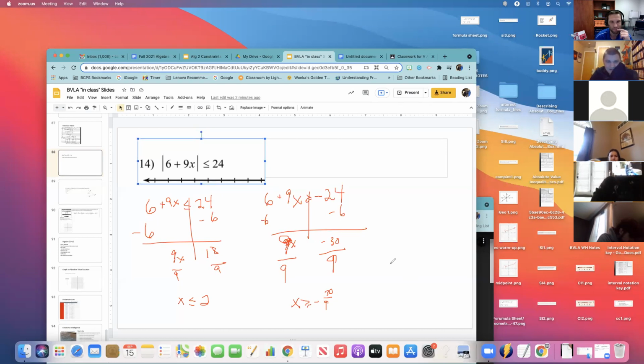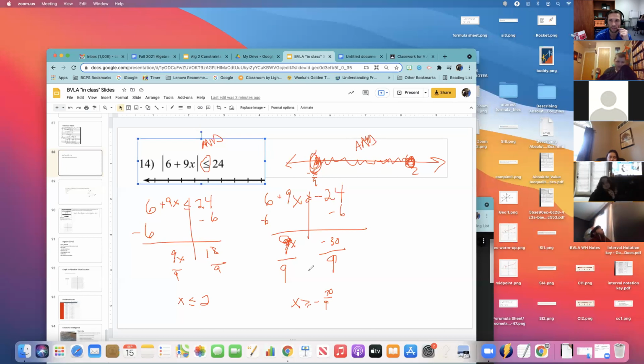So let's graph. Boom. The two numbers are -30/9 and +2, and this is closed and closed. And this is my little check. This is less than, so it should be an and. From 2, we go below. So x is everything less than or equal to 2, and x is everything greater than or equal to -30/9. So it did graph together. So this is your and statement.